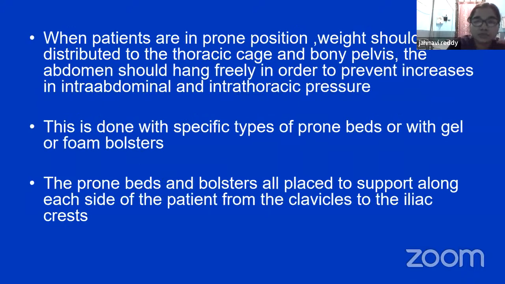When the patient is in prone position, weight should be distributed to the thoracic cage and bony pelvis, and it should not be on the abdomen, because it might cause an increase in intra-abdominal pressure and intrathoracic pressure, which will lead to compression of the inferior vena cava, eventually reducing venous return, and it will also cause a decrease in cardiac output. This is done with specific types of prone beds and with foam bolsters. The prone beds and bolsters are placed to support each side of the patient from clavicle to iliac crest.